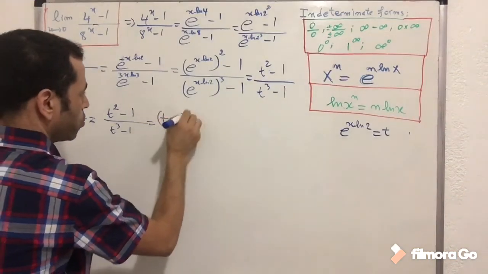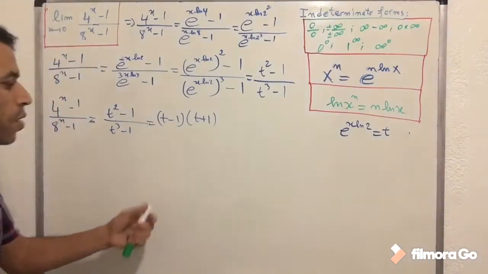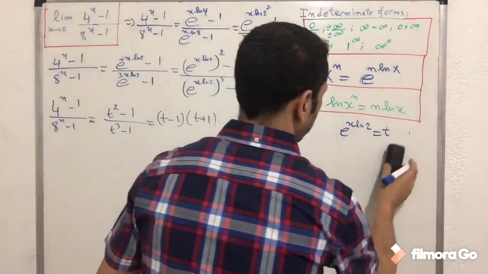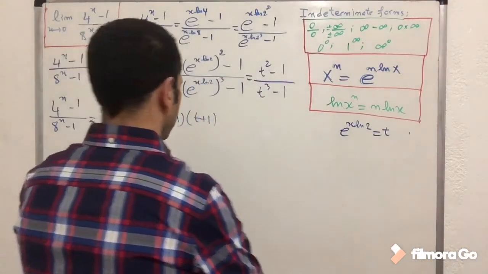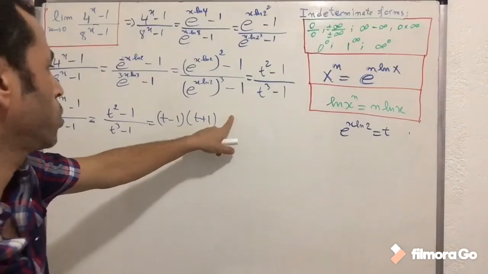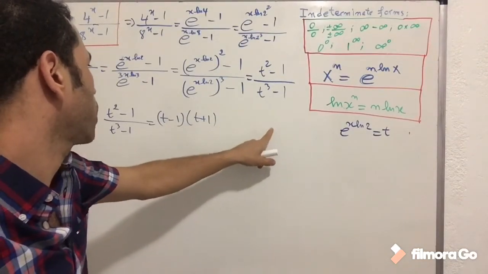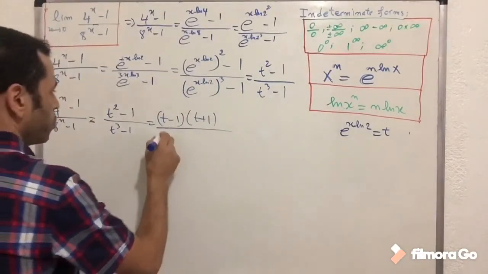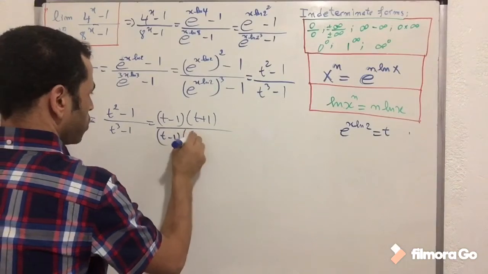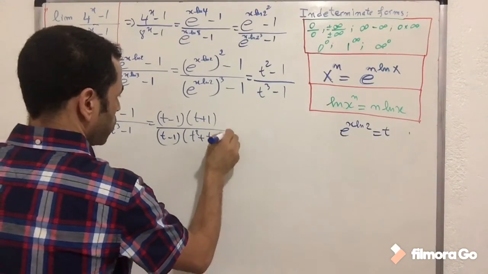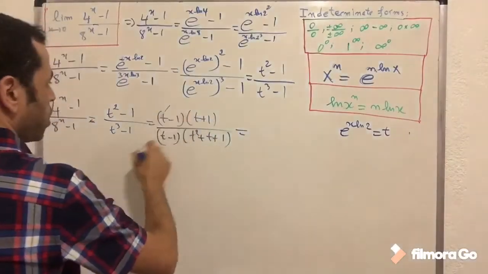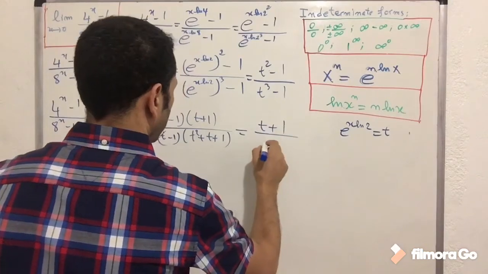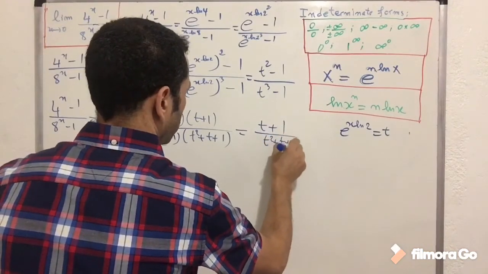Now we are able to factor this. We have the identity a squared minus b squared equals a minus b times a plus b. It's easy to factor it. In the bottom we have t minus 1 times t squared plus t plus 1. Now you cancel out t minus 1, and you will find t plus 1 over t squared plus t plus 1.